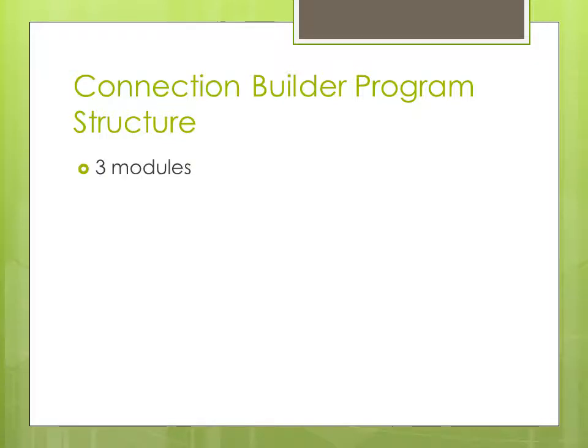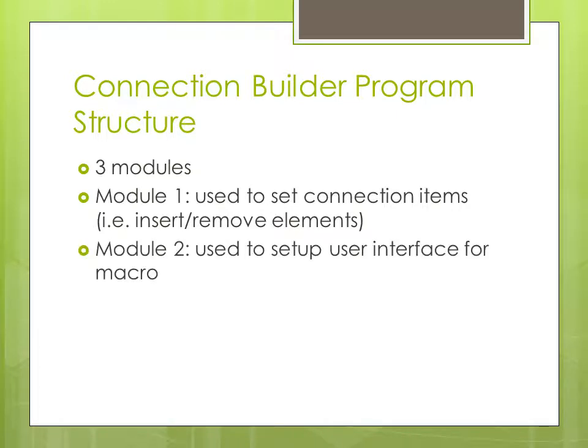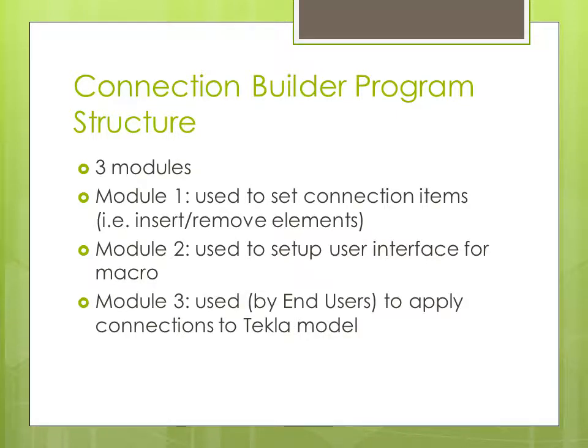There are three modules in Connection Builder. The first module is used to set connection items, as it has a structure like a motherboard and allows the user to insert or remove connection elements for each macro setting. The second module is used to set up the user interface for a macro. Each connection element has its own standard user controls, which allow users to control how elements behave. The module can be used to organize all user controls by their locations and allow users to insert pictures and notes on the user interface. The first two modules are for senior detailers or the job preparation team, while the third one is for end users to apply connections to the Tekla model.